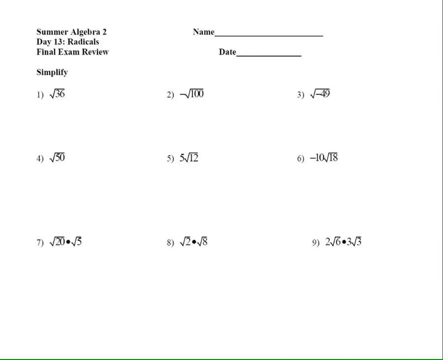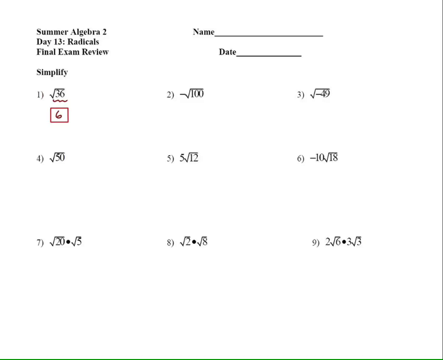So for day 13, we're going to talk about reviewing simplifying radicals. So for number 1, what we're going to look at is the square root and see if what's underneath is a perfect square. So if you look at number 1, it is the square root of 36, which is 6. You don't have to break that up into 2 factors or anything since it is a perfect square.